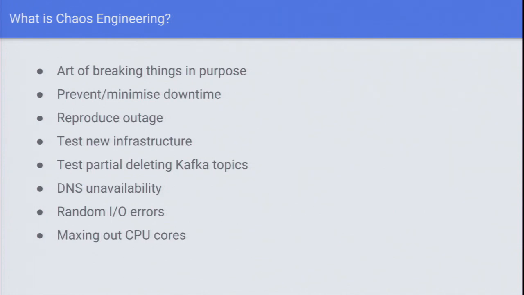If you have existing production issues and a postmortem, you could remake the scenario and reproduce the same error, so you can test that the fix is actually working. You could test that your DNS will be unavailable. You could try to max out CPU cores on your Elasticsearch clusters, or do crazy stuff like this. And hopefully your distributed system will be a lot more resilient.